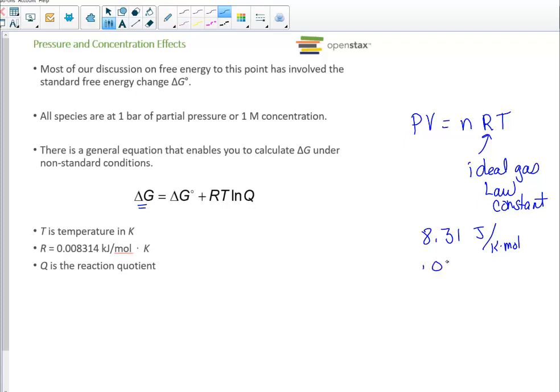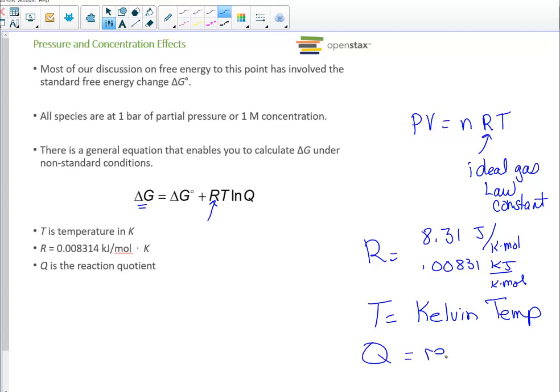So 0.00831 kilojoules per Kelvin mole is the ideal gas constant in our equation RT ln Q. R is the ideal gas law constant. T, of course, is the Kelvin temperature. And Q stands for a reaction quotient.